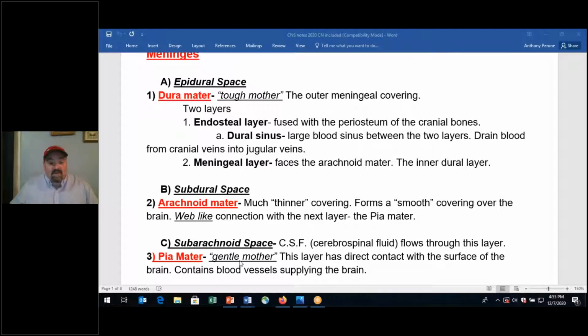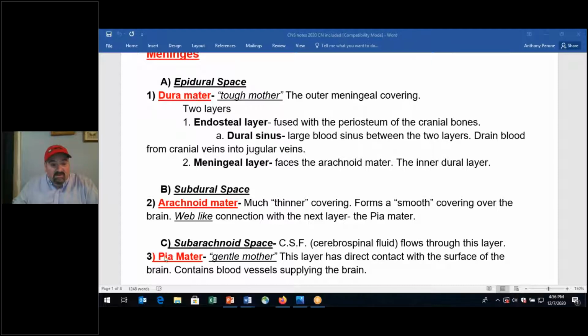Okay, so the pia mater would be having direct contact with the surface of the brain, right? So this is really like a visceral covering that's going to have direct connection to the brain, to the cerebral hemispheres. And in turn, with the spinal cord, it would be the inner lining. The outer lining is the dura mater. Tough mother, it's translated, is the outer meningeal covering. There are two layers to it. There's endosteal and meningeal layer. Okay? So know that there are two layers.